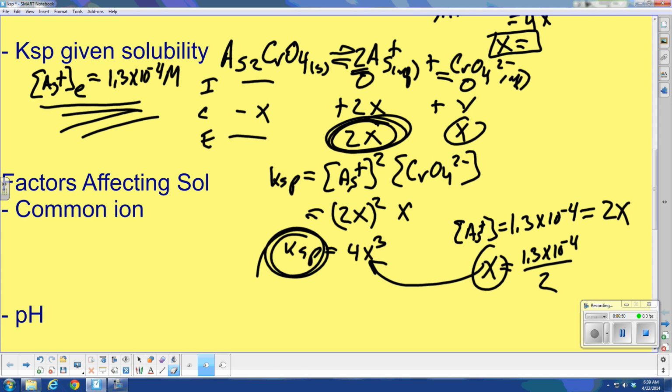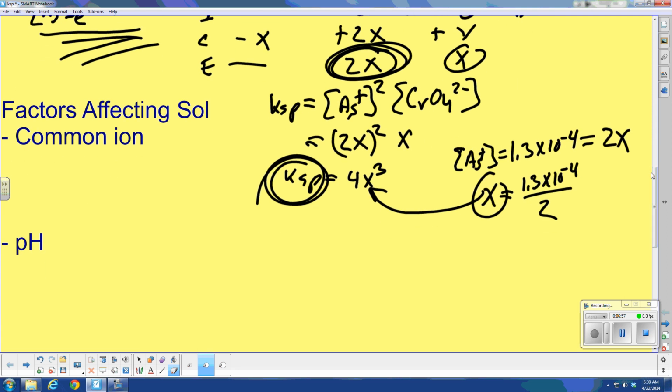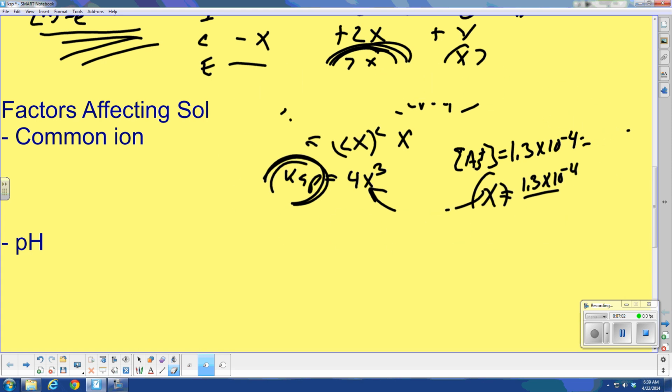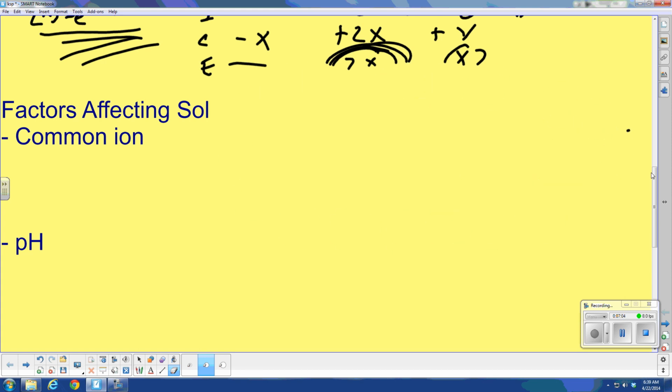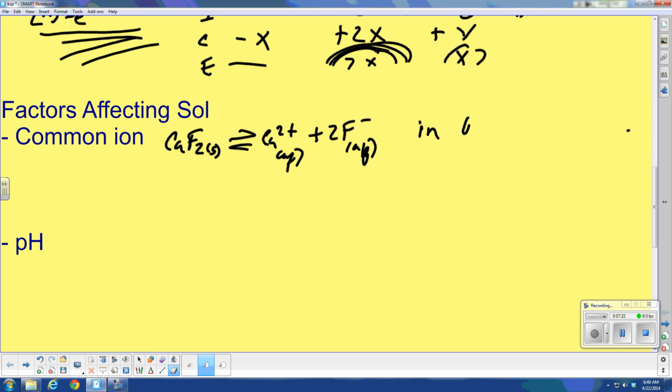Okay, moving on. Factors which affect solubility. I'm going to need some space here. Sorry, I'm going to have to erase my beautiful last calculation. Now, common ion. Let's go back to our initial question. Calcium fluoride, right? Solid goes to calcium plus 2 fluorides, and these are both dissolved. They're aqueous. Good. Now, let's say that this is in a 0.1 molar solution of NaF.